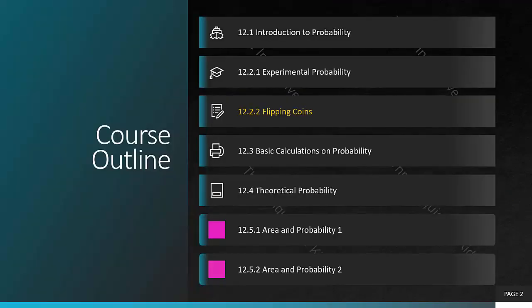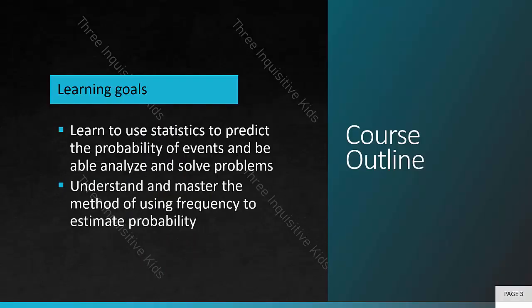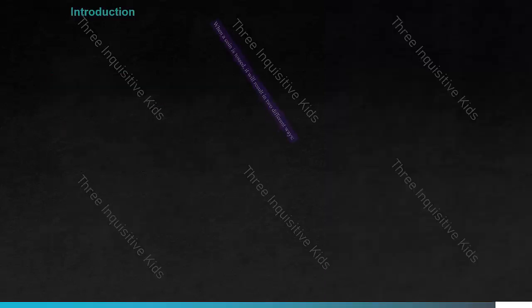Here's a course outline for this chapter. This is already our 3rd lesson of this entire unit, and we've been starting to learn about probability. Our learnables for today are to learn to use statistics to predict the probability of events, and be able to analyze and solve problems, and understand and master the method of using frequency to estimate probability. So there's actually a difference between frequency and probability.